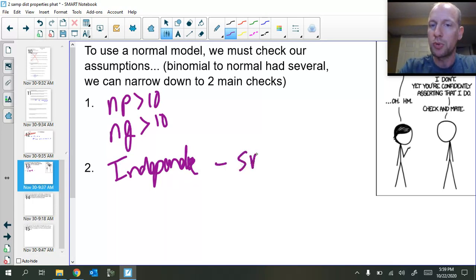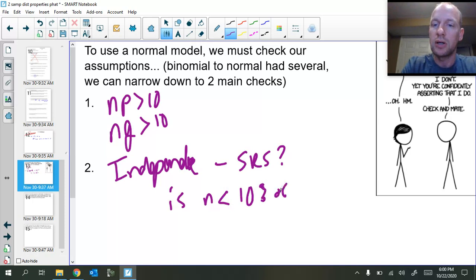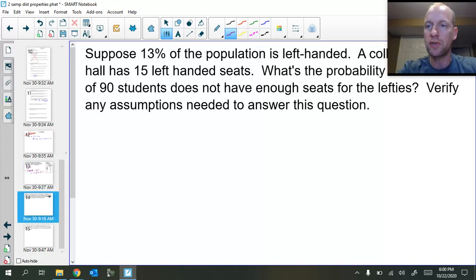Do you have a simple random sample? If so, then it's quite likely you have independence from one person to the next if everybody was randomly chosen. And you also want to check the 10% condition. So you want to check, is n less than 10% of the population? And a lot of times you don't know what the population size is, so you just make your statement regarding that. So let's take a look at an example, and then I'm going to have you guys try one.